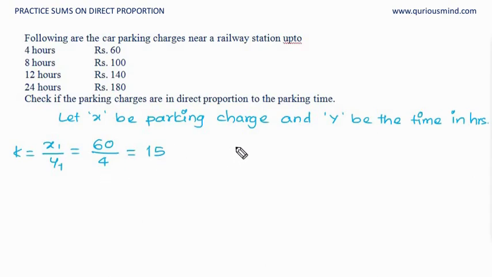Now let's see x2 upon y2. x2 upon y2 is 100 upon 8, and that is equal to 12.5. So we see that the constant is not the same. In this case it is 15, in this case it is 12.5.